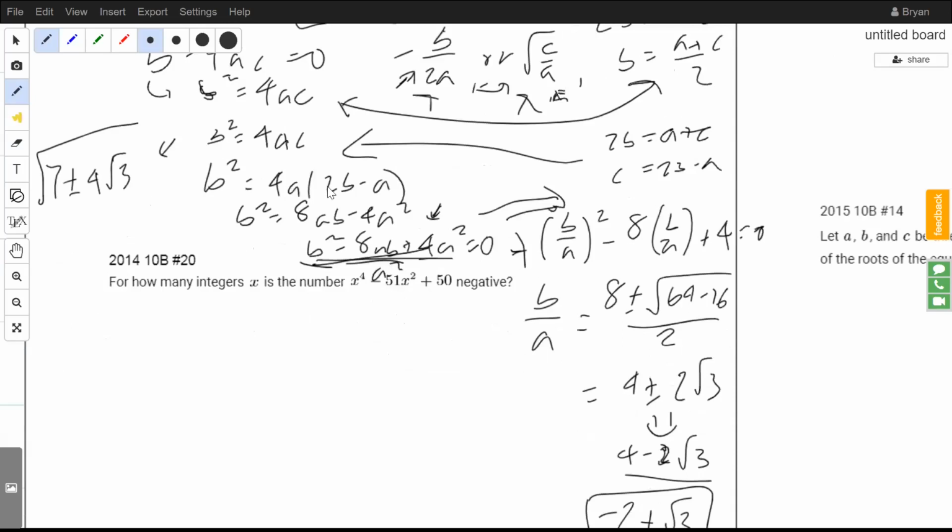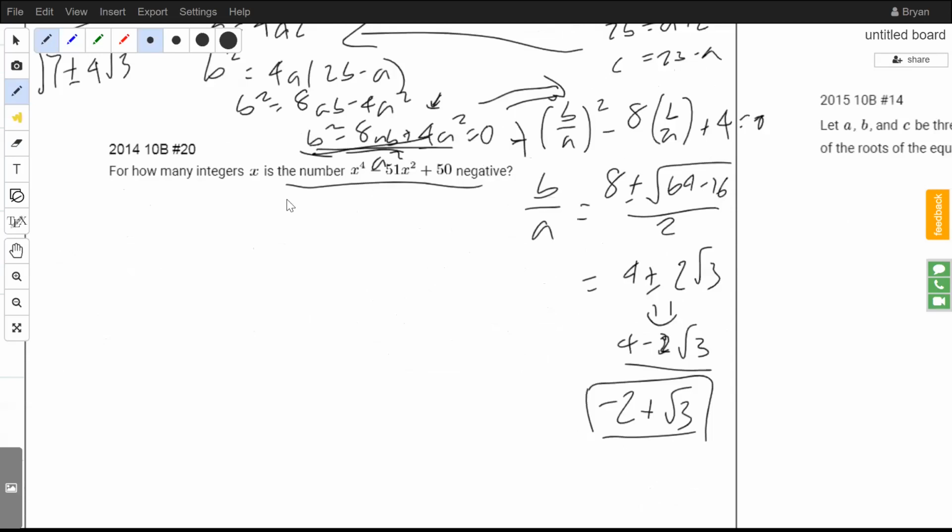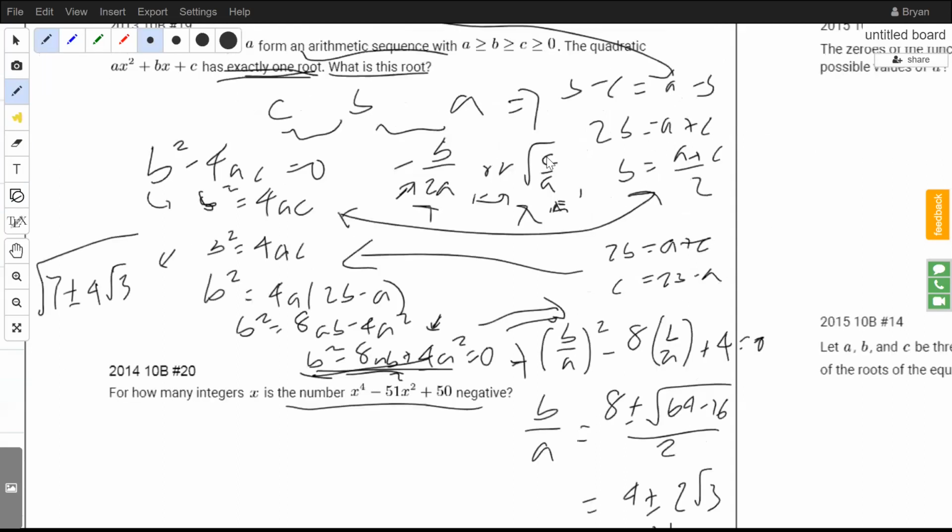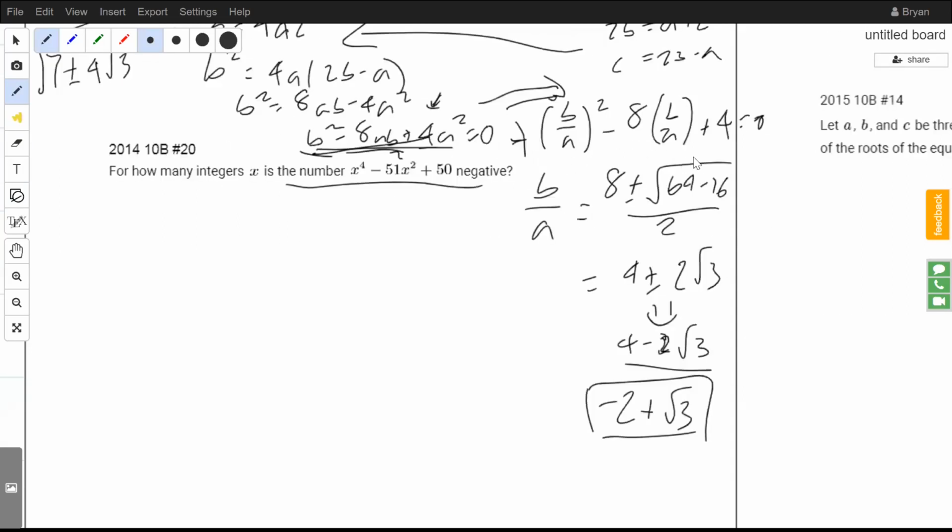Anyway, next. How many integers x is the number x to the 4th minus 51 x squared plus 50 negative? So I think the cool thing about quadratics, at least, is that we can substitute anything into them and they'll still be quadratic. As in, if we substitute b over a as a variable, you just use the quadratic formula to solve for it, right?